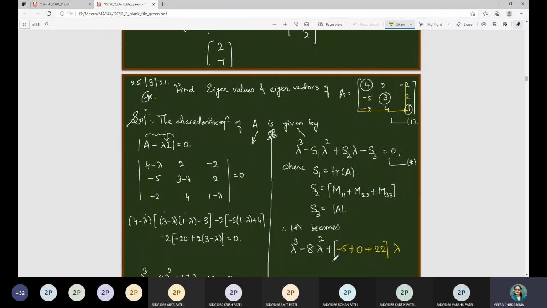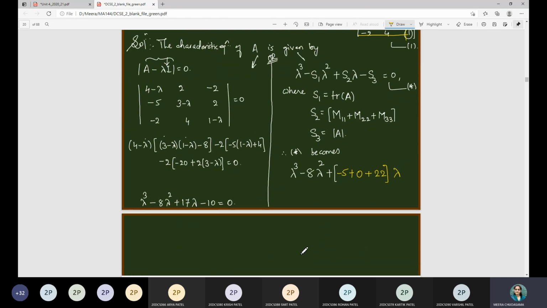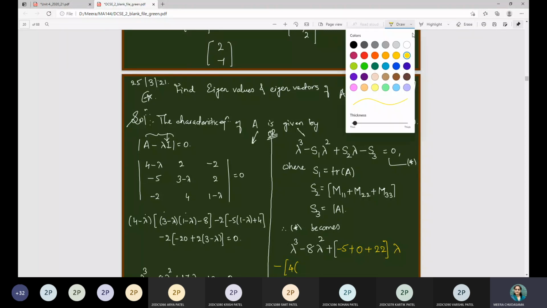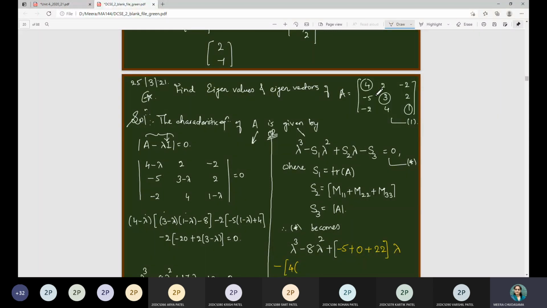And now I have to find the determinant. So the determinant I will write here, minus. Let me erase this so that you can easily see. Let me change my color. So it is 4 into 3 minus 8, so minus 5, minus 2 into minus 5 plus 4, right? And minus 2 into minus 20 plus 6, is equal to 0.